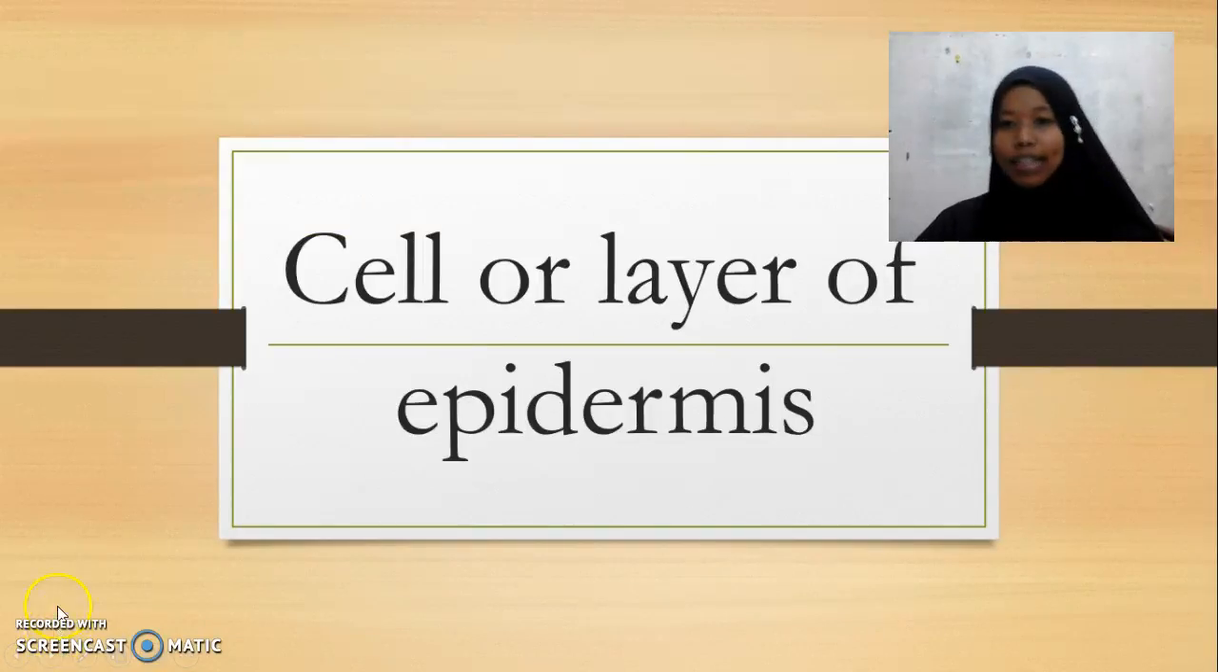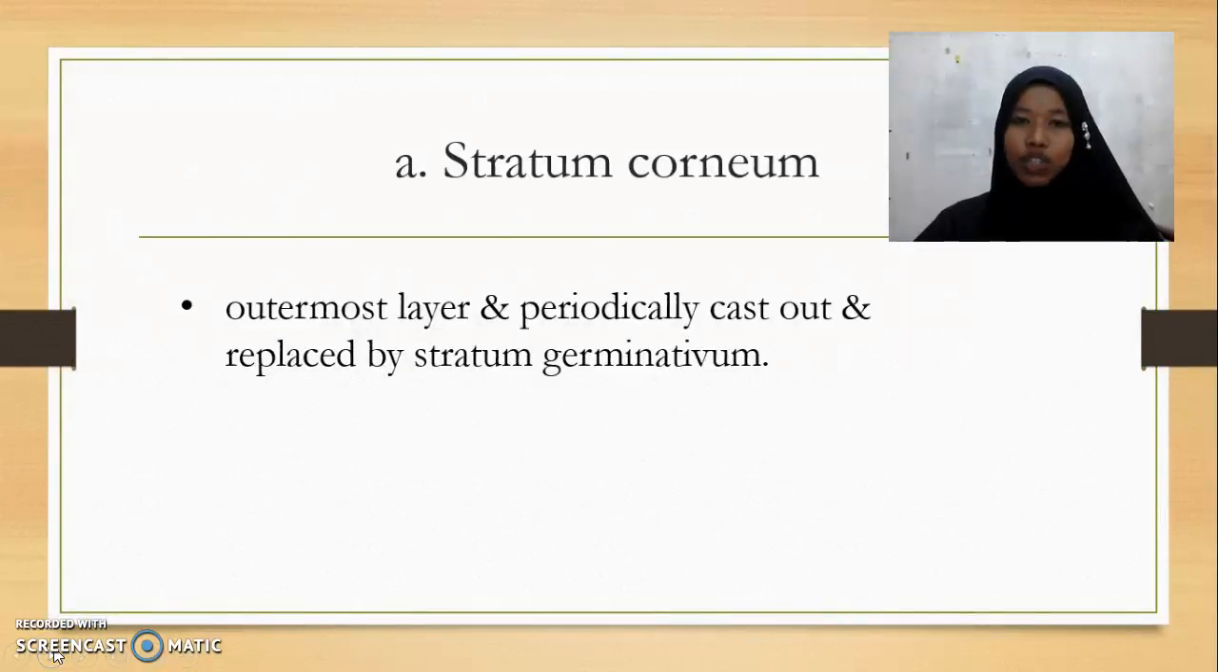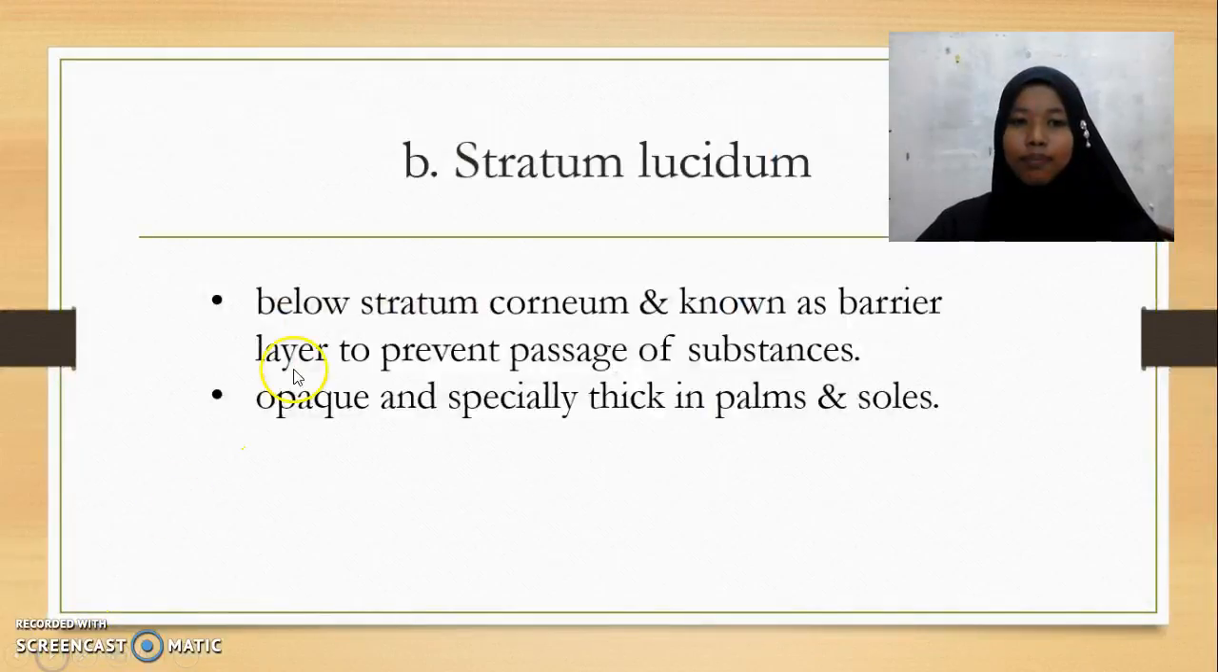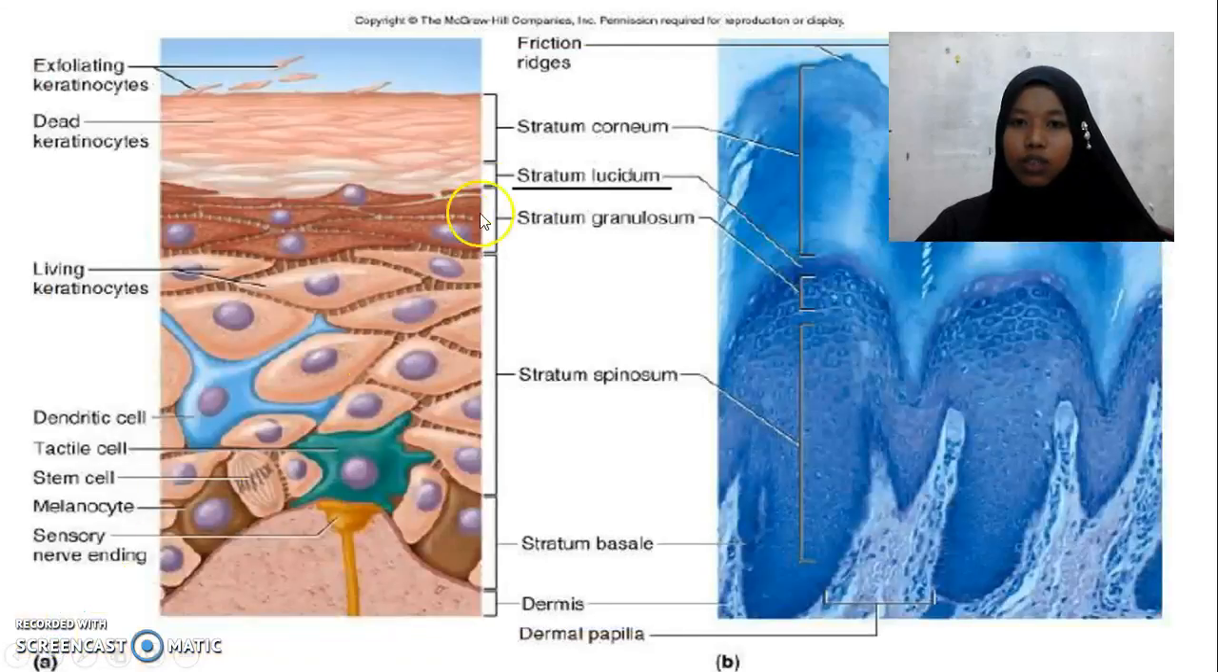The layers of the epidermis: the first one is the stratum corneum, the outermost layer, periodically cast off and replaced by the stratum germinativum. This is the location of the stratum corneum, the upper part. Next is the stratum lucidum. Its location is below the stratum corneum. It is also known as the superior layer that prevents passage of substances, is opaque, and is especially thick in palms and soles. This is the picture, the location, below the corneum and above the granulosum, the second layer here.